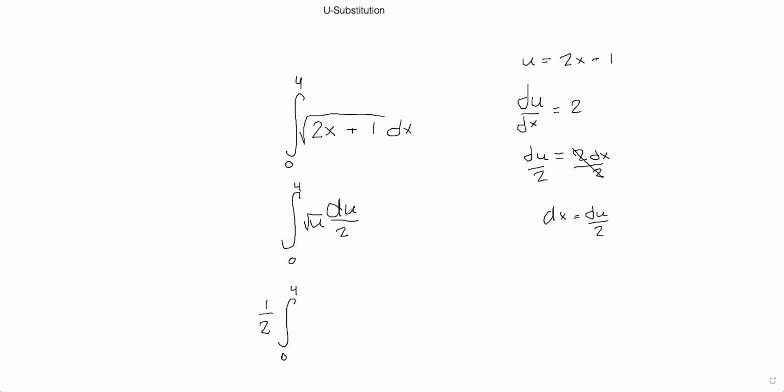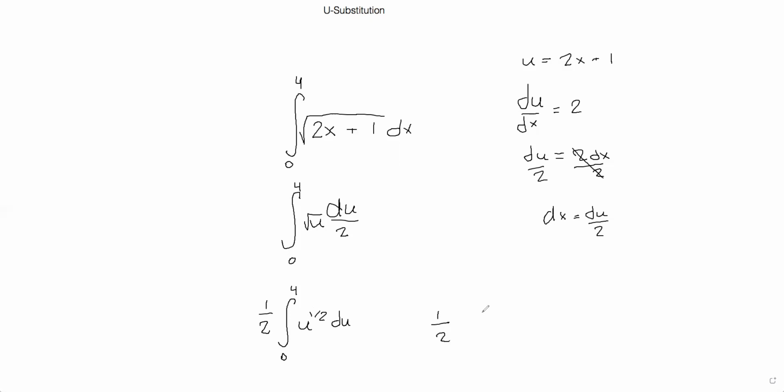And then what we can do is we can make this square root of u into u to the 1/2 power times du. All right, and then from there what we can do is we can take the antiderivative the same way we're used to doing it. So we have u to the 1/2, just a single variable to a power is really easy to integrate. So we're going to add 1 to the exponent.